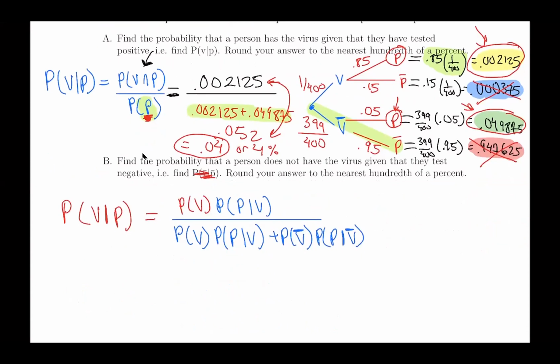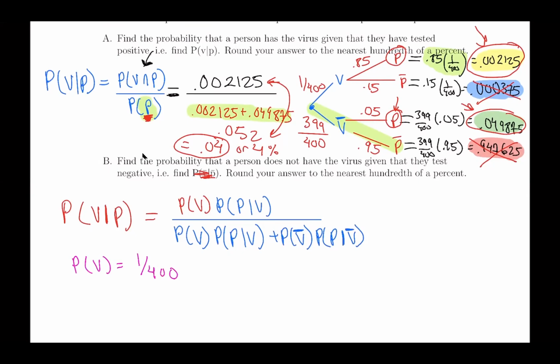So if you do want to use a formula, the best thing you want to go ahead and do is just make all of the notations. So let's go ahead and just start doing notation. So let's find the probability of V. The probability of V is the probability that they have the virus, which is just 1 divided by 400.